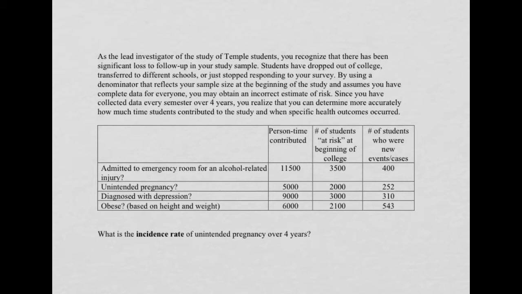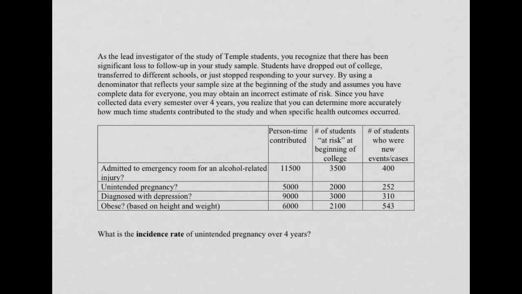By using a denominator that reflects your study sample at the beginning of the study and assumes you have complete data for everyone, you may obtain an incorrect estimate of risk. So by calculating cumulative incidence, we may actually be getting the wrong number. Since you've collected data over every semester for 4 years, you realize you can determine more accurately how much time students contributed to the study, so how much person time they were at risk, and when each health outcome occurred.